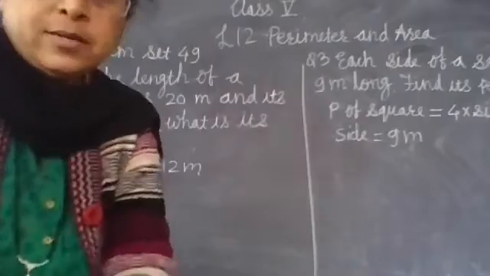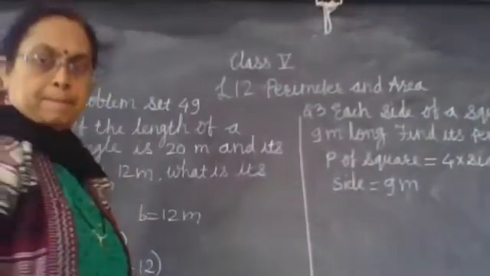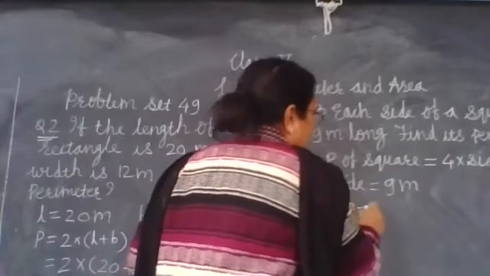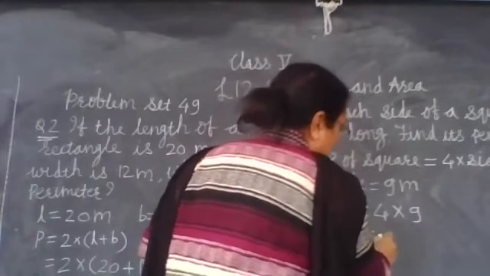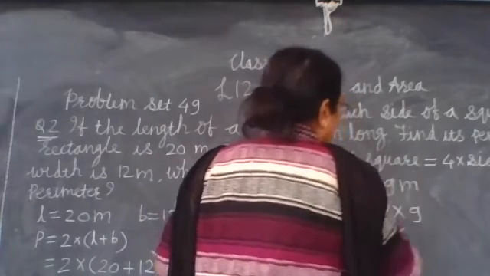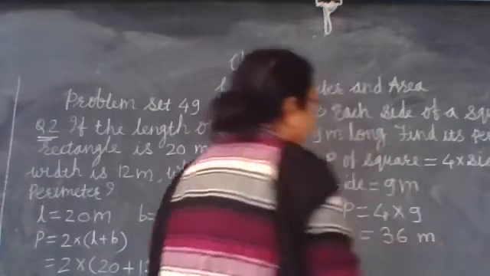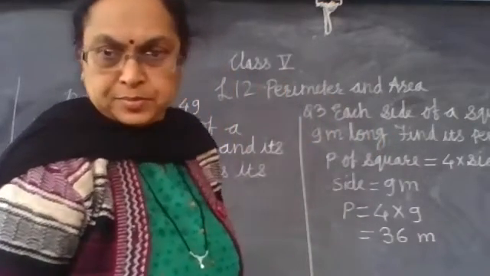so we will write in the formula, perimeter equal to 4 into 9. So 4 into 9 means it is 36, and the unit of perimeter will be meter only, as the side is given in meter.